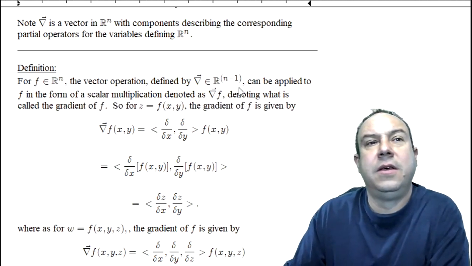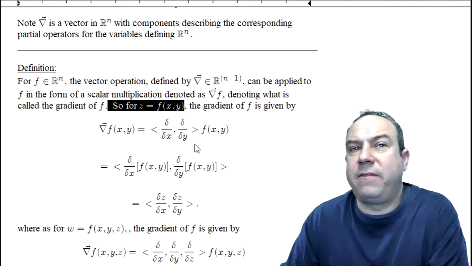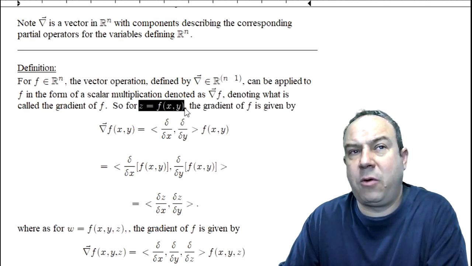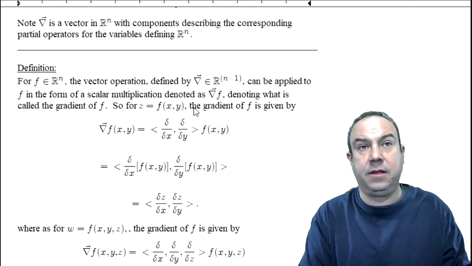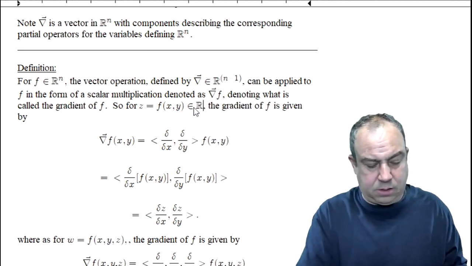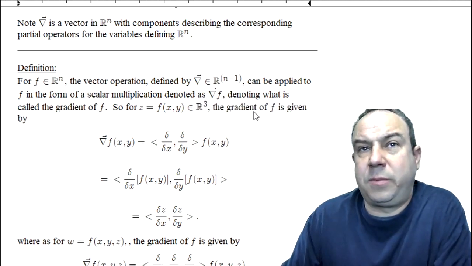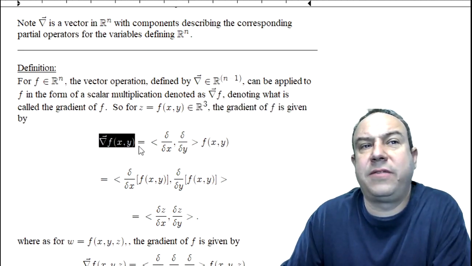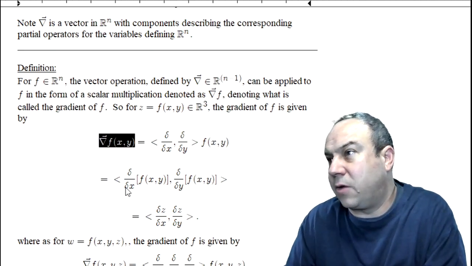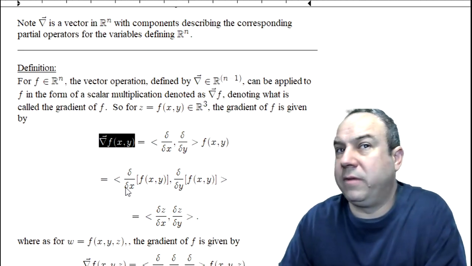So for z equal to f of x comma y, contained in three-dimensional space, the gradient of f is given by this vector seen here. Or I should really say this vector operation applied to the multivariable function f.